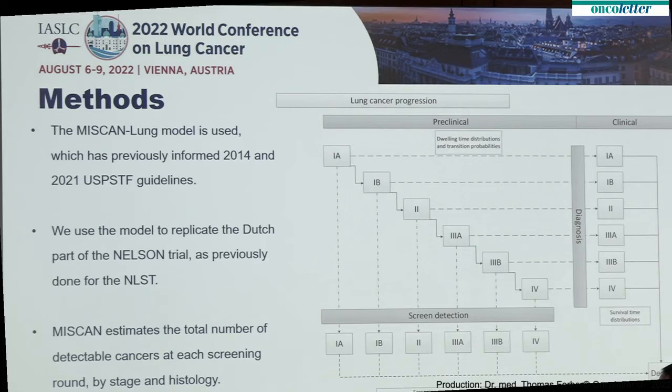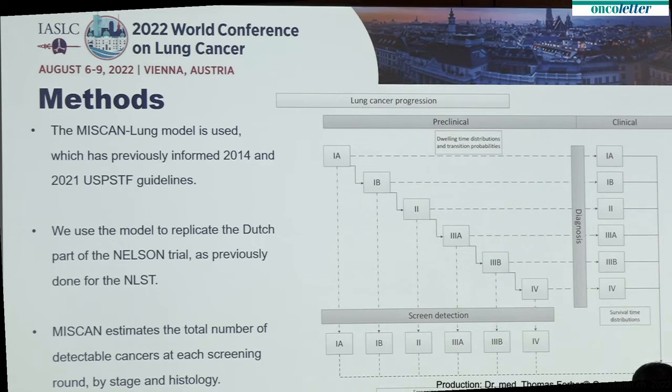The model works on a participant level. We look at the characteristics of the participant, their smoking history, their age at the time of entering the trial, their gender, and we make individual-level predictions of whether we suspect that this person is likely to have a lung cancer at the moment of their screen. And if they have a lung cancer, we think it may be in stage 1A, 1B, further on.